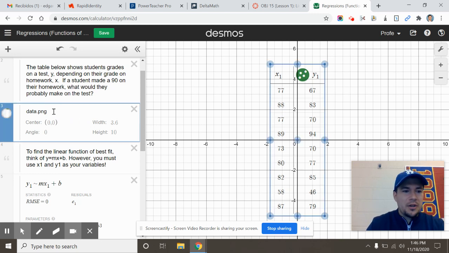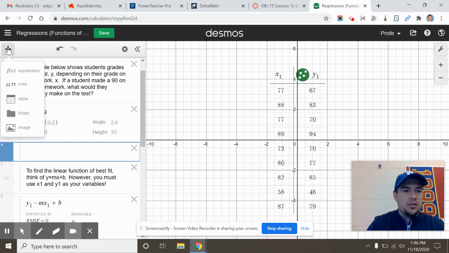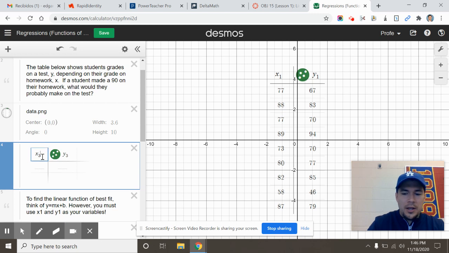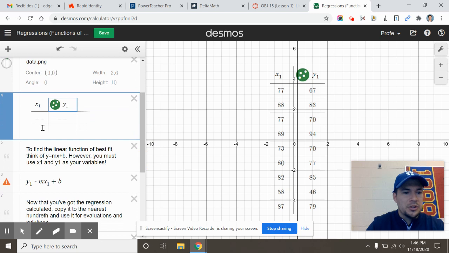The first thing is I'm going to take that data and I'm going to copy it into a table. So I'm going to go right here to add item in Desmos, and I am going to click on table. So I'm going to add a table, and usually this will say X1 and Y1. I've made multiple tables, so that's why I had different numbers. And I'm going to very carefully copy these values down.